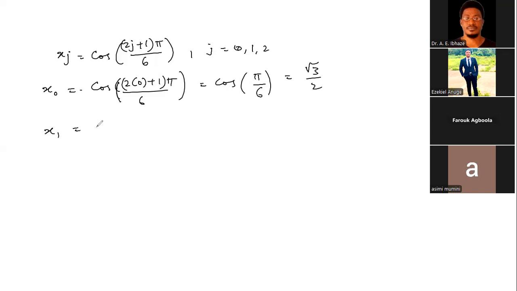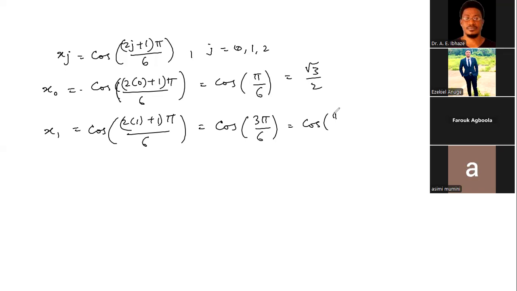Now, S1 will be the same as cos((2 times 1 plus 1) times pi over 6), right? So this will also give us cos, that will be 2 plus 1, that will be 3 pi over 6. So this is the same as cos pi over 2, right? Yeah, 3 into 6, that's 2. And cos 90 degrees is what? 0.